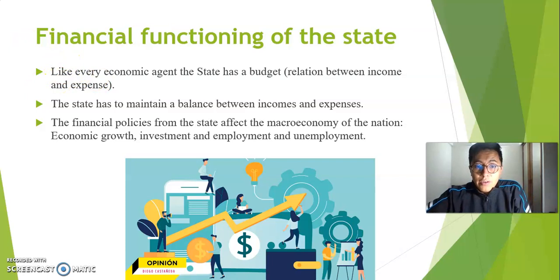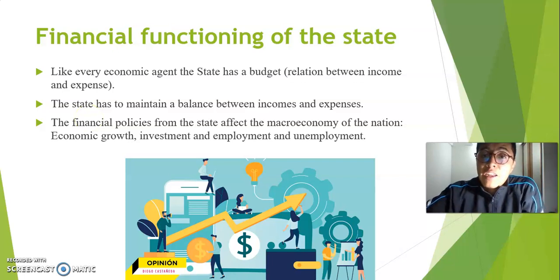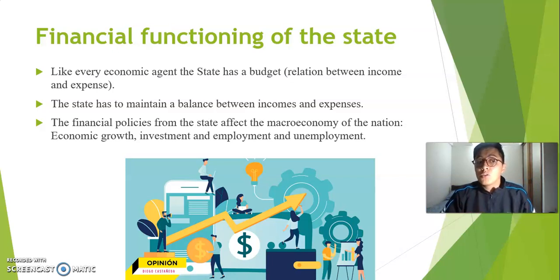The third characteristic here says that the financial policies from the state affect the macroeconomy of the country, of the nation, of the country if we talk about Colombia. So that means that the state creates some policies that are in charge of the financial development of the country. And depending on the quality of those policies, the development of the country is going to increase or decrease. And the agents that are affected by those policies are the economic growth, the investment, and the employment, and of course the unemployment.